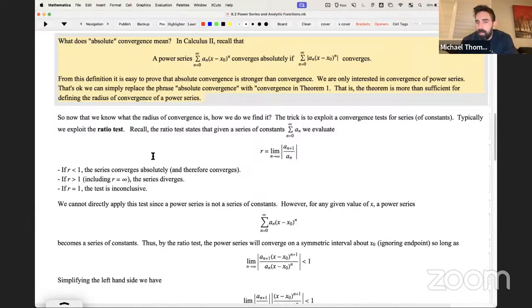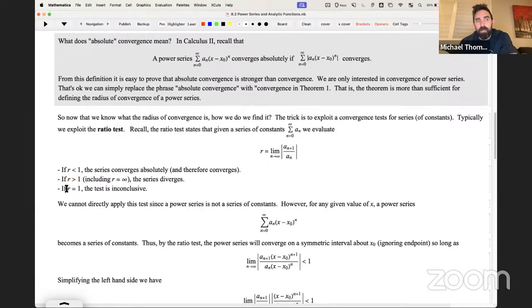So let me just review what the ratio test is for a series of constants. So here's a series of constants, right? There's no x's in there. For the ratio test, you compute the limit of the absolute value of the n plus first term over the nth term, and I'm talking about the actual terms, not the partial sums. Then you find that limit r, and if r is less than 1, then the series converges. I'll just say converges because absolute convergence is stronger. And if r is greater than 1, then the series diverges.